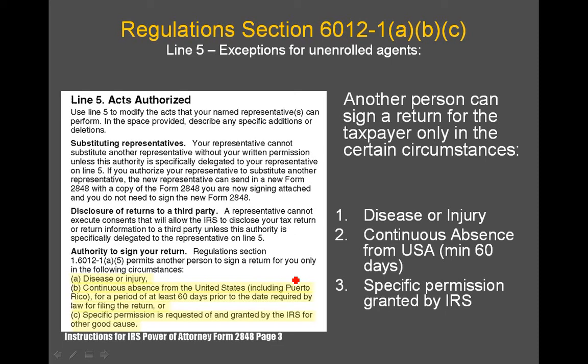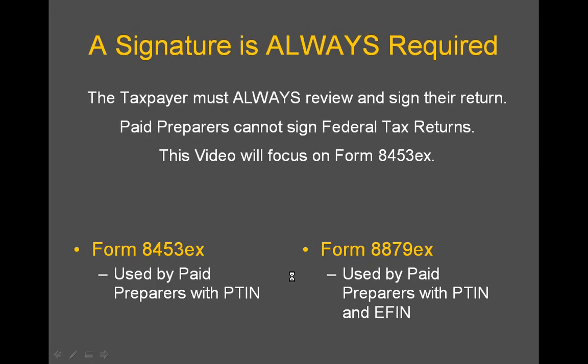There are only 3 circumstances in which the IRS gives permission for someone other than the taxpayer to sign their return, and that's if the taxpayer is suffering from disease or injury, or is continuously absent from the United States for more than 60 days, or if specific permission is requested of and then granted by the IRS. Otherwise, the taxpayer always has to review and sign their own return. You, the paid preparer, cannot sign it for them.